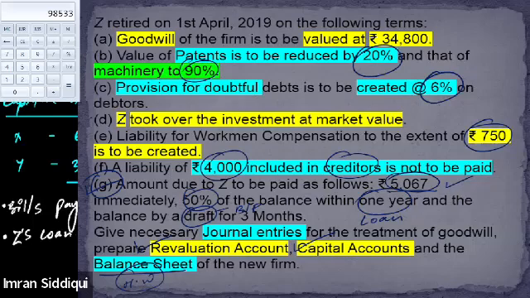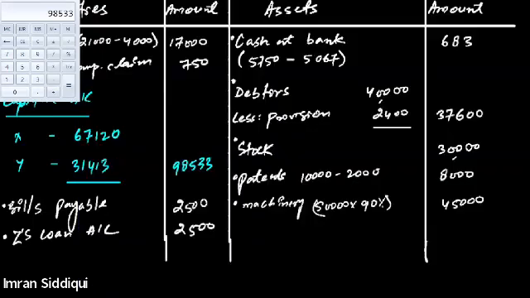After writing all these, you need to total both the sides, asset and liability side. Sorry? The blackboard is not visible. The board is not visible. Is it now? Yes, sir.